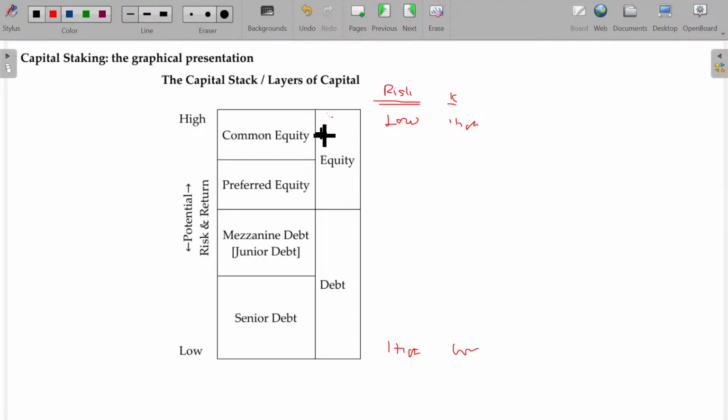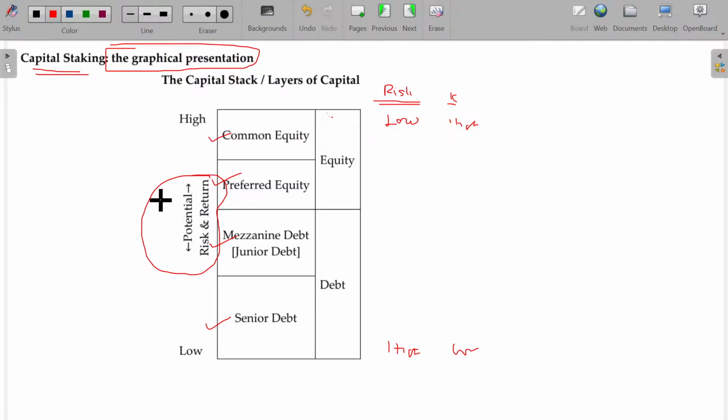Right. So, capital stacking is nothing but a graphical presentation of a capital structure. Layers of capital: common equity, preferred equity, mezzanine debt, junior debt, and senior debt. Is that okay? Potential risk and return. Clear.